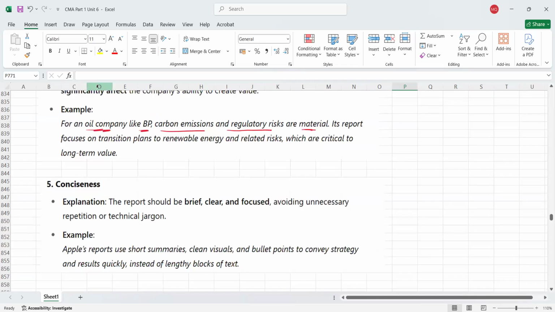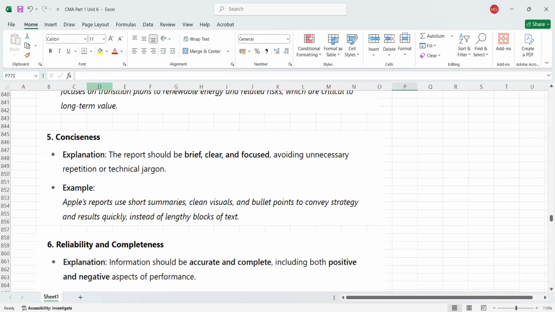Then conciseness. Definitely your report should not be 100 pages, it should be 4, 5, 6 pages maximum. The report should be brief, clear, and focused, avoiding unnecessary repetition or technical jargon. For example, Apple's report uses short summaries, clean visuals, and bullet points to convey strategy and results quickly instead of lengthy blocks of text. So they are saying the report should be concise.